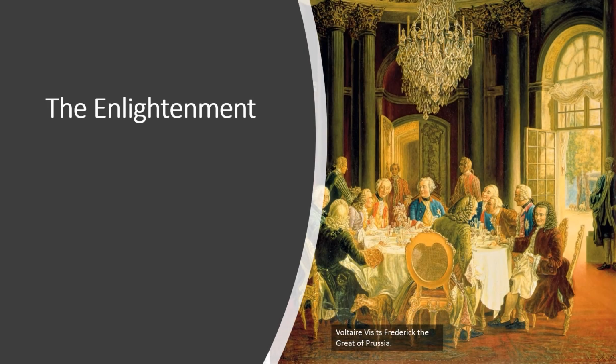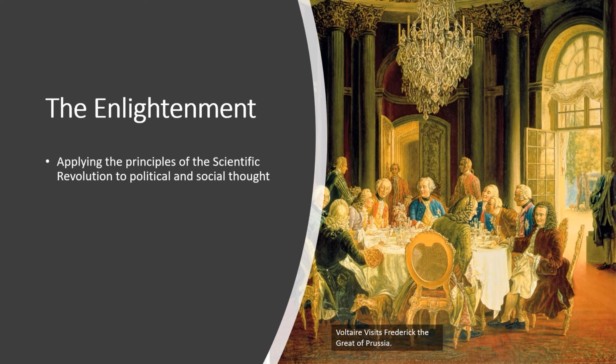So in review, the Enlightenment is applying the principles of the scientific revolution to political and social thought. And it is really directly tied to the scientific revolution. In many cases, it's the same people who are contributing to the scientific revolution are also contributing to the Enlightenment. People don't categorize themselves the same way we would.